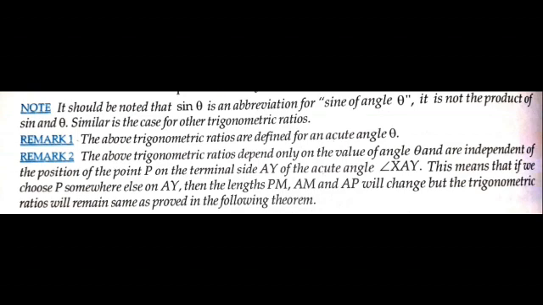This means that if we choose point P somewhere else on AY, that is arm AY of angle XAY, then the lengths PM, AM and AP will change, but the trigonometric ratio will remain the same, as proved in the following theorem. And I am going to prove here a theorem for you for explaining this point.